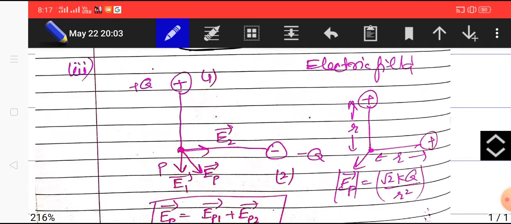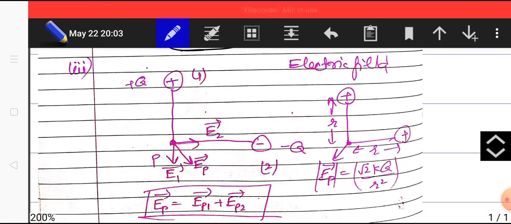Please understand that electric field and potential have a basic difference: electric field is a vector quantity and potential is a scalar quantity. So electric field changes with change in the orientation, while potential does not change with change in the orientation. Potential depends solely on how many charges are present and the distance of the point where we want to measure the potential.